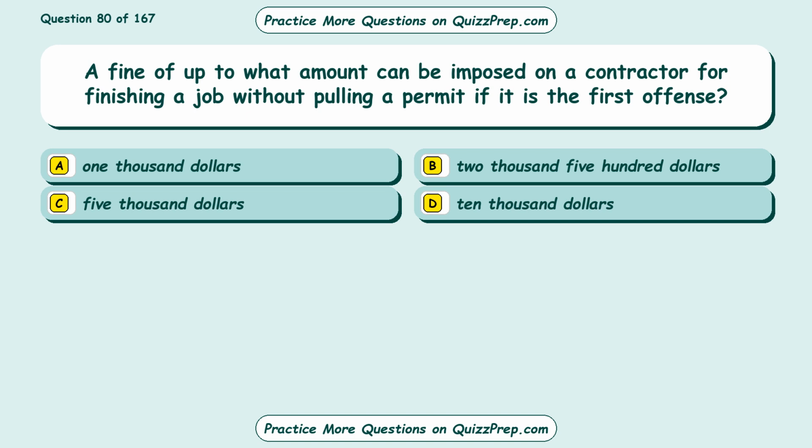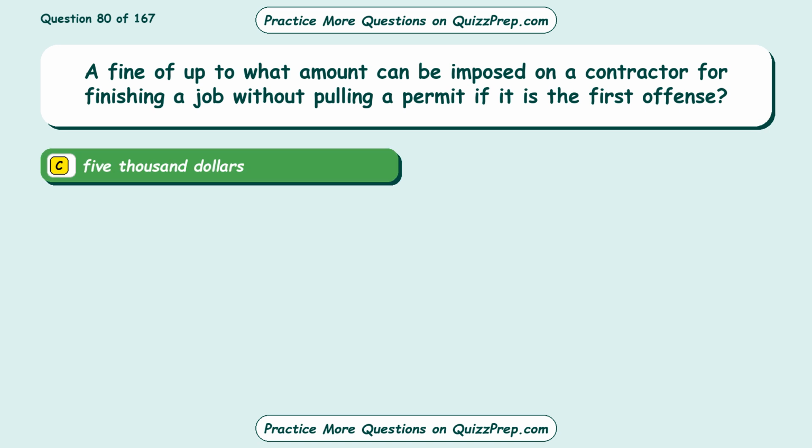Question 80. A fine of up to what amount can be imposed on a contractor for finishing a job without pulling a permit if it is the first offense? Option A, $1,000. Option B, $2,500. Option C, $5,000. Option D, $10,000. The correct answer is option C, $5,000.